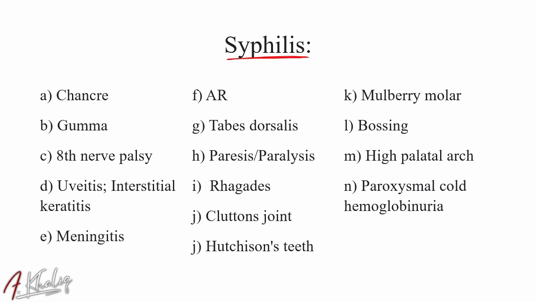Now, there are some high yield associations with syphilis. It's going to cause chancres, gumma, eighth nerve palsy, uveitis, interstitial keratitis, meningitis, aortic regurgitation, which is secondary to involvement of the aorta and which is going to cause the tree bark appearance. Similarly, with syphilis, you're going to have tabes dorsalis, paresis, paralysis, rhagades, Clutton's joints, Hutchinson's teeth, mulberry molars, bossing. Same way, you're going to have a high palatal arch and paroxysmal cold hemoglobinuria.